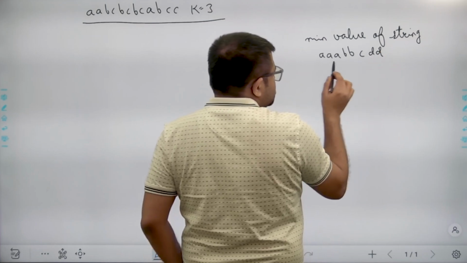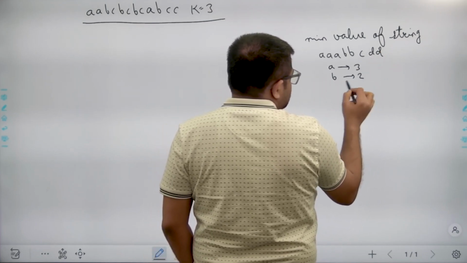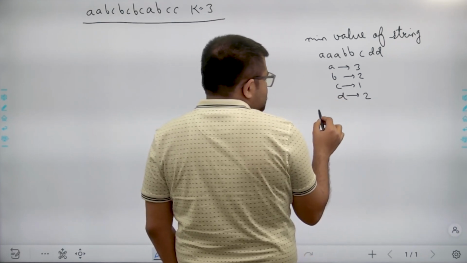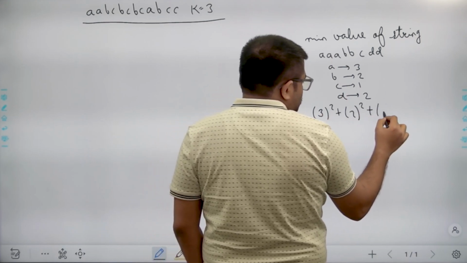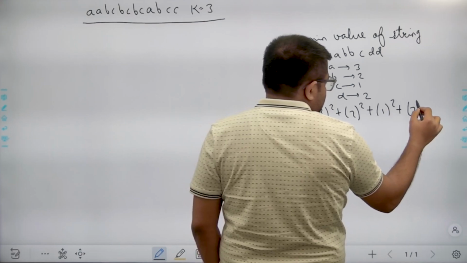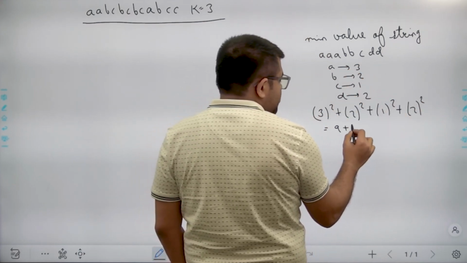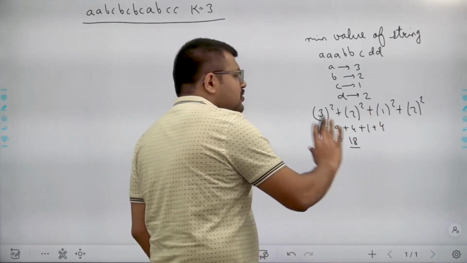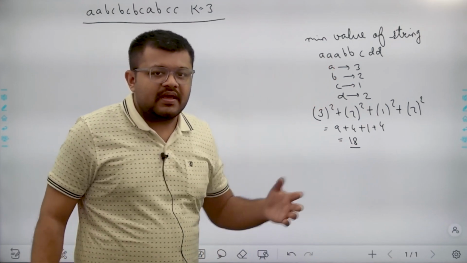So here what is the count of distinct characters? A is 3, B is 2, C is 1 and D is 2. The value of this string is the sum of squares of count of each distinct character. So I'll square the count of each distinct character and then sum them up. So it is 9 plus 4 plus 1 plus 4, which is equal to 18. That is the value of this string. I need to minimize the value of the given string. How can I minimize it?